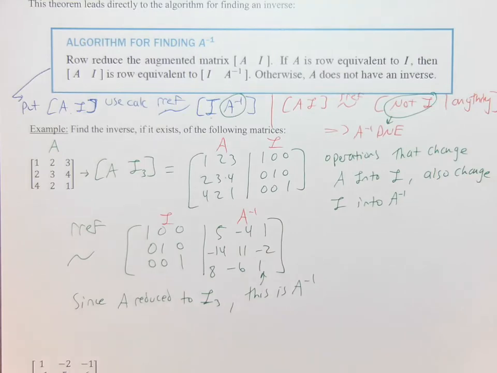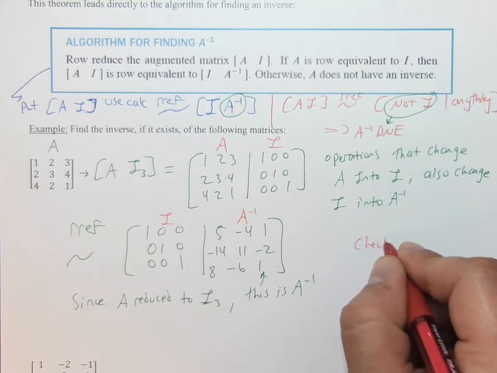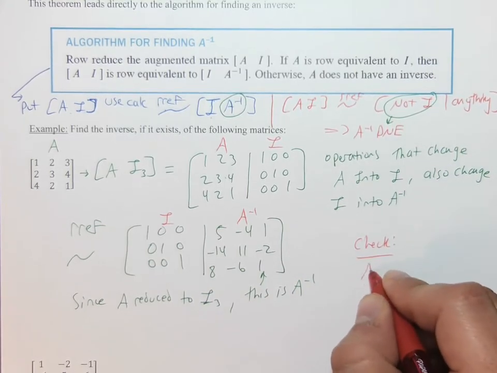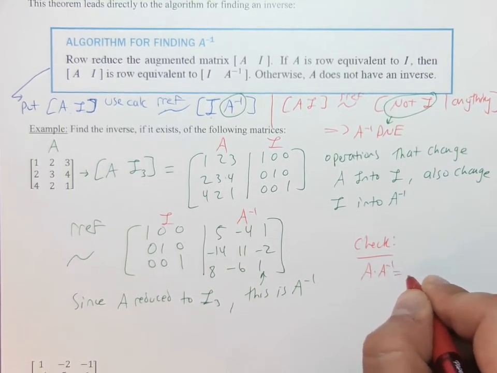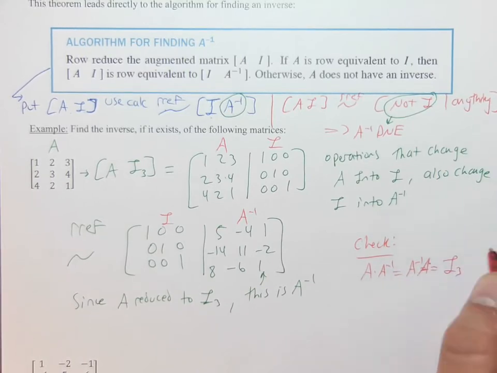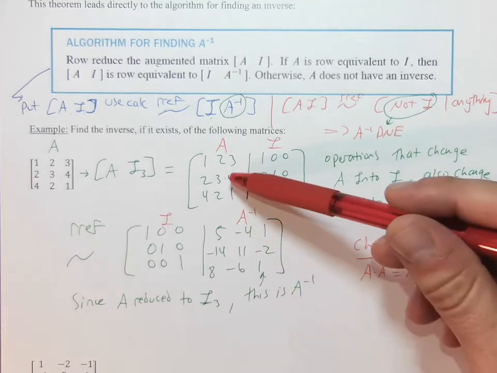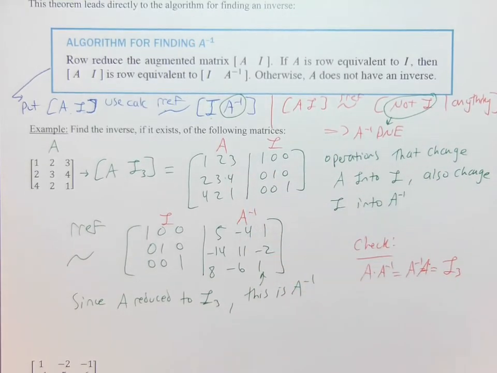And you could double check if you want. I'm not going to do it here. I don't have enough space, but we could double check that A times A inverse equals the identity matrix. It's a good double check, good practice of your multiplication skills if you want to double check that. Right, so when you multiply these two things on either side, you should get the identity matrix. Wonderful.